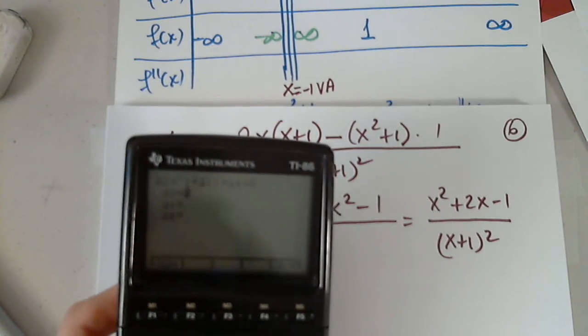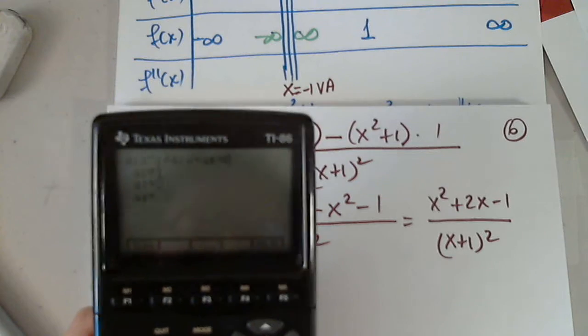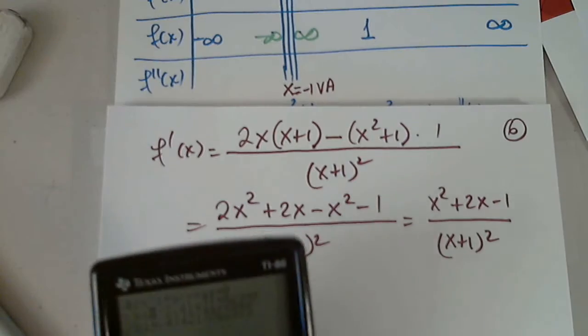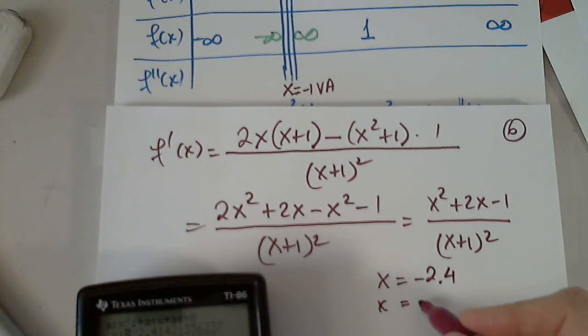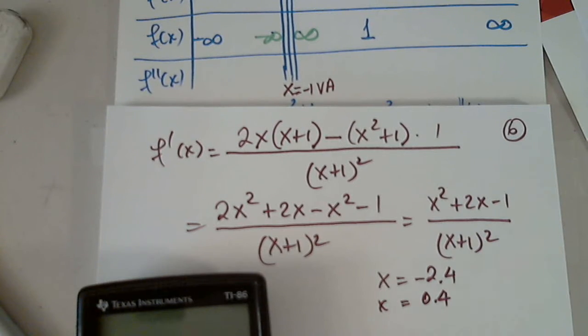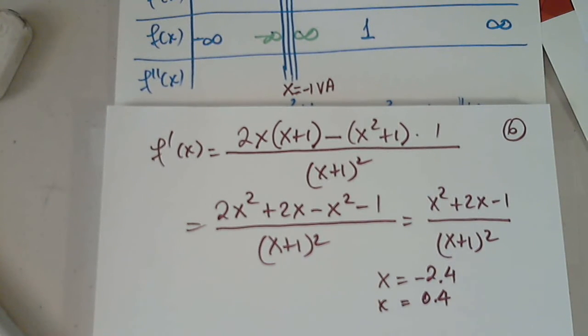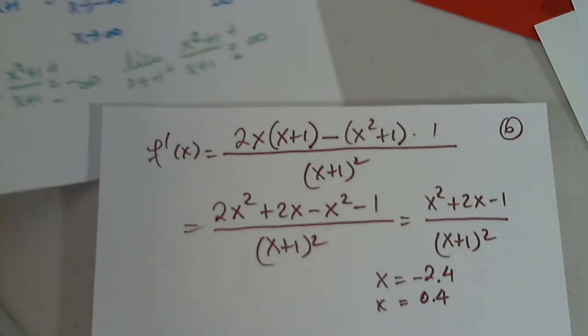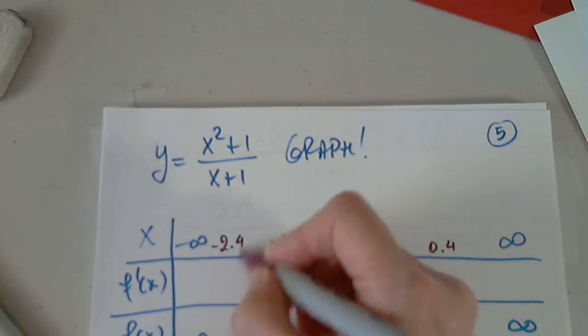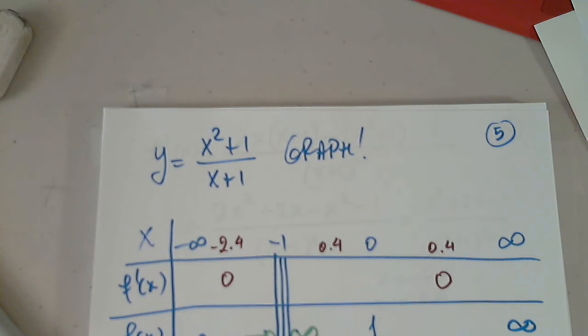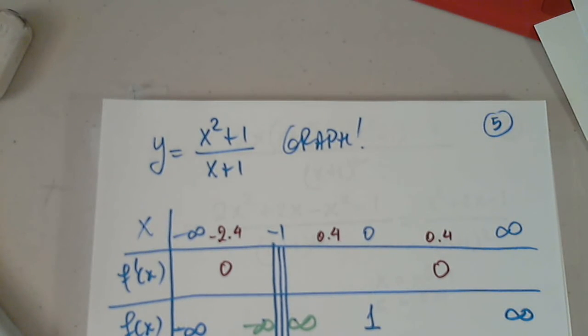So coefficients 1, 2, -1, solve. So I got -2.4 and 0.4. Okay, then back to my table. Critical numbers 0.4 and -2.4. Oh, see what I did? Terrible.